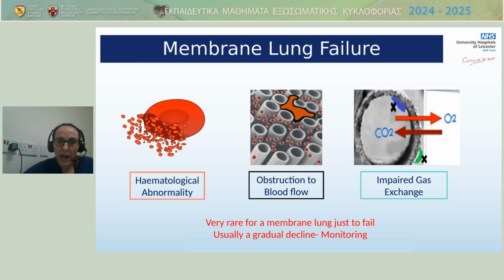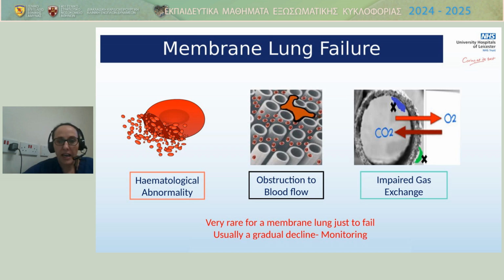The second way a membrane lung begins to fail is the obstruction of the gas exchanging fibers, the polymethylpentane fibers. As clots deposit within the fibers, it reduces the amount of blood flow through those fibers, therefore reducing the efficiency. Eventually, it will reach a point where the ECMO lung isn't providing enough flow for us to oxygenate our patient.